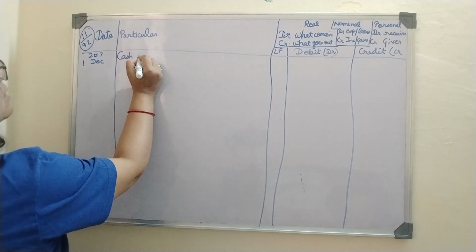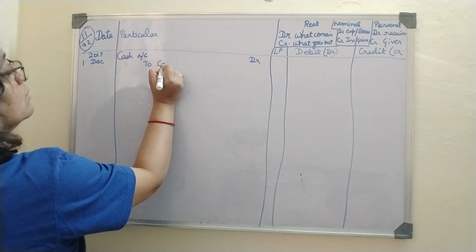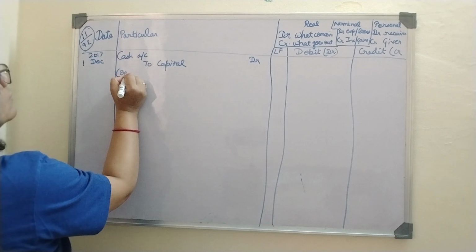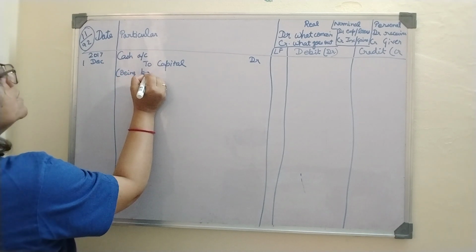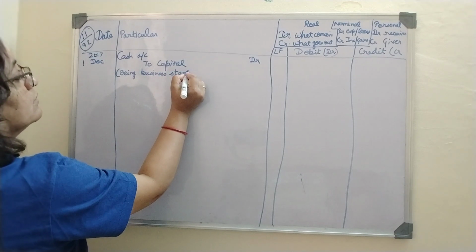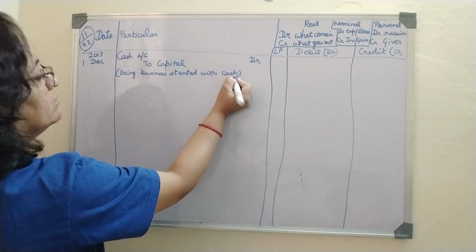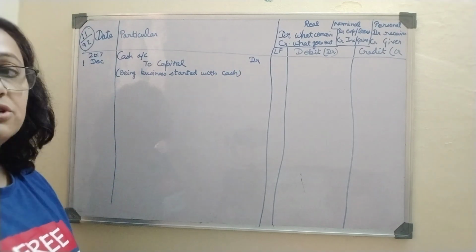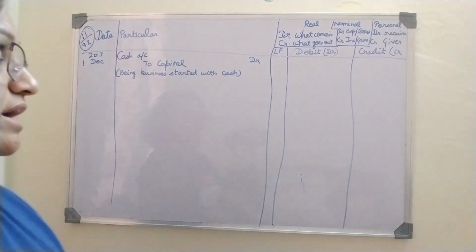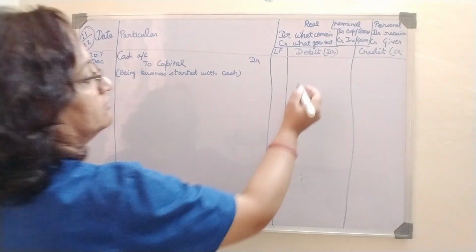So cash account debit to capital. Being business started with cash. I hope you remember what we are writing in bracket. This is called narration, right? Narration is a small brief of what transaction we are doing, what we have written. So this entry is done for this. Amount is 75,000.